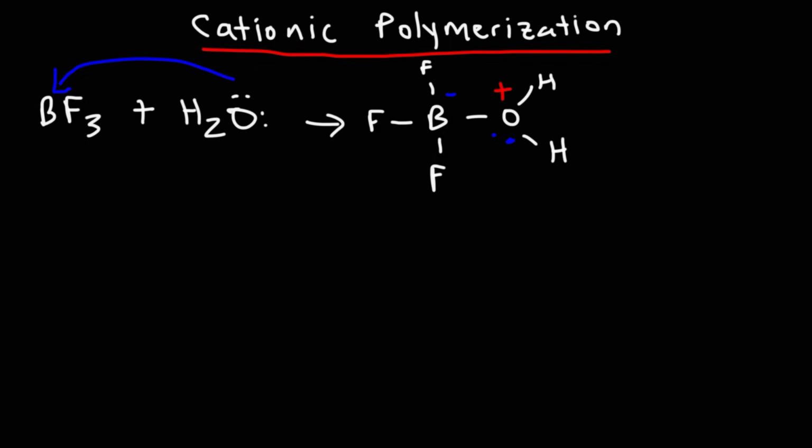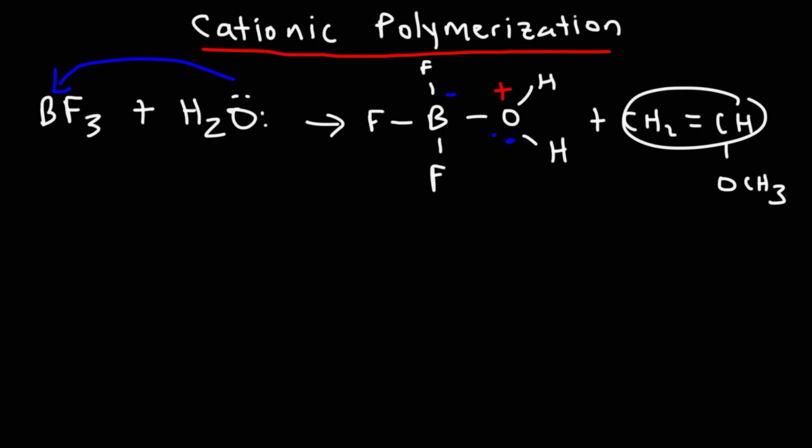Now let's combine that with an alkene. So the monomer that I'm going to use is called methyl vinyl ether. So we still have our ethylene, our substituted ethylene derivative, but the R group is an OCH3 group this time instead of a Cl. So in this case, the alkene is going to act as a nucleophile, and it's going to react with the electrophilic hydrogen. These electrons are going to go back to the oxygen.